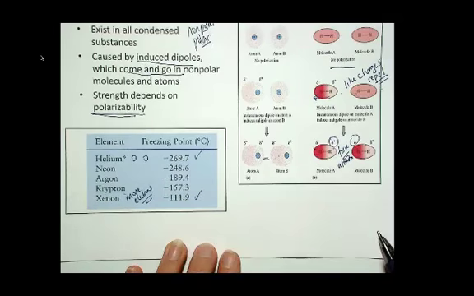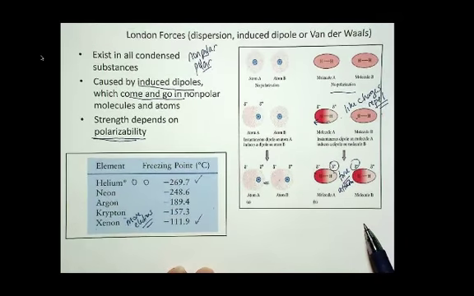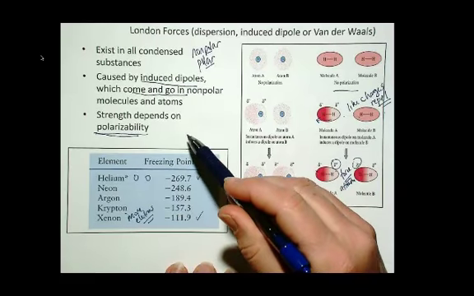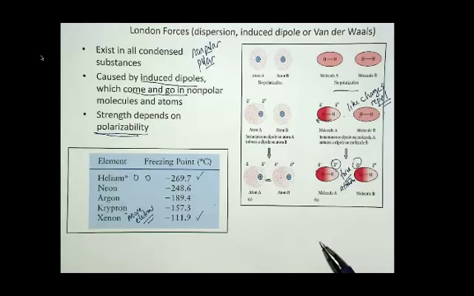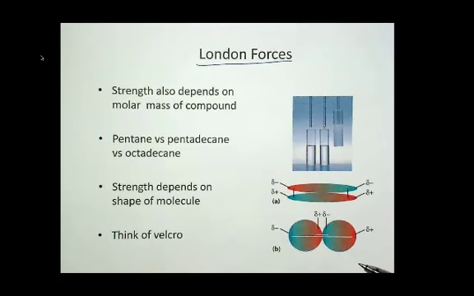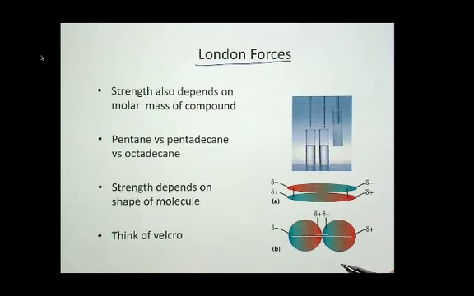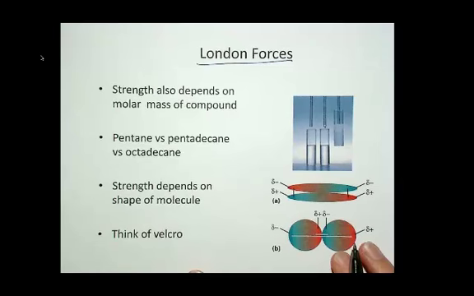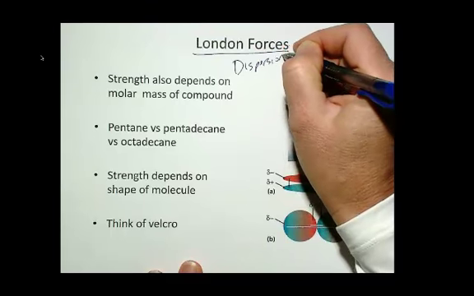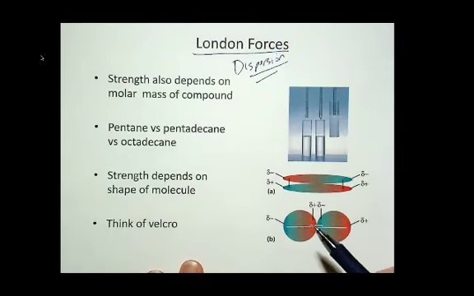All right, so the London forces are a little bit abstract and maybe more difficult to understand, but nevertheless they are very, very important in all condensed phases, because they exist in all condensed phases. The strength of the London forces, which is also called dispersion, induced dipole, and van der Waals forces, you'll see all those words, so you need to be familiar with all of them. Dispersion, I think, is probably the next most common word used to describe this type of force.